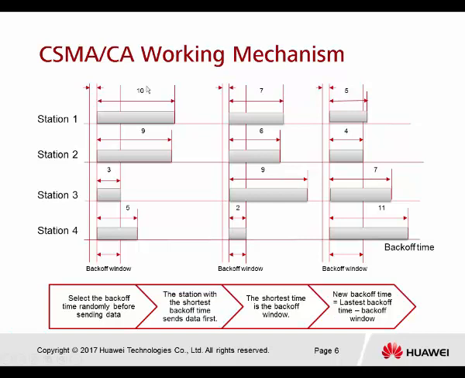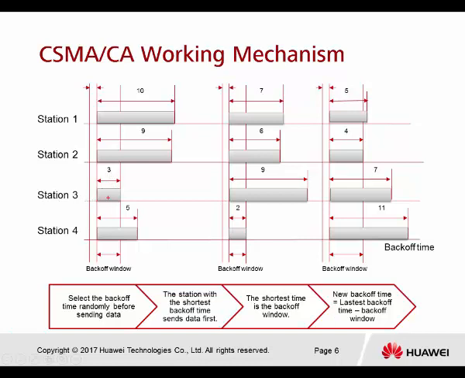So now all the stations have their own back-off window. Station number 1 is 10, station number 2 is 9, station 3 is 3, and station 4 is using 5. Right now, whoever has the shortest back-off window can forward first. We just assume this is the time in seconds. After 3 seconds, station 3 can forward the frame. After 3 seconds, it becomes 0.